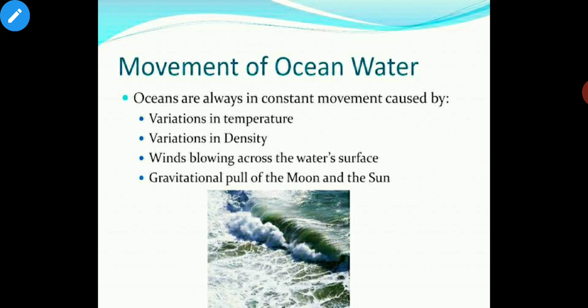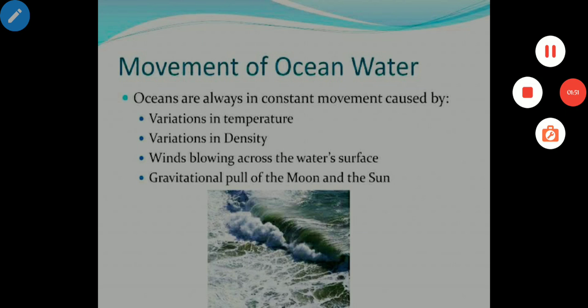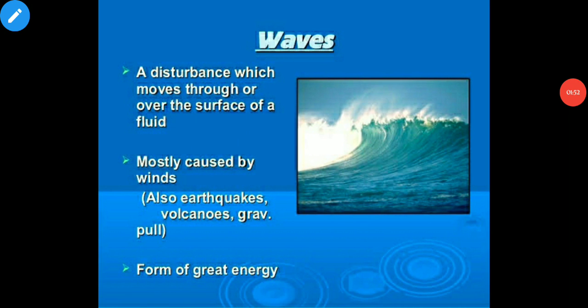Now, what causes the movement of ocean water? The movement in ocean water is caused due to variations in temperature, variations in density, winds blowing across the water surface, and the gravitational pull of the moon and the sun. Now we will discuss waves.